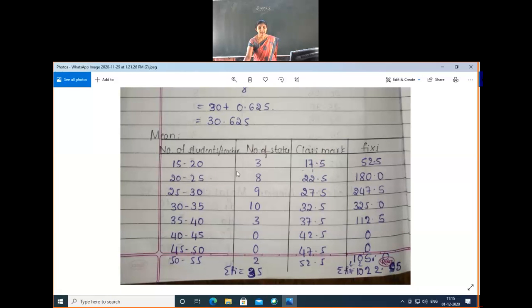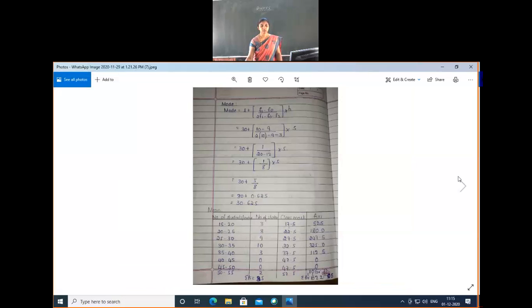Now for the same data, find the mean also. Number of students, number of states, class mark, FiXi. This is the direct method. In the beginning, while solving the mode exercise, we did not discuss the assumed mean method and step deviation method, so she solved all the problems by the direct method only. Now it is your wish. In the examination you can follow any method, not only the direct method. You can follow the assumed mean method and step deviation method also. In all the methods you will get the same mean.